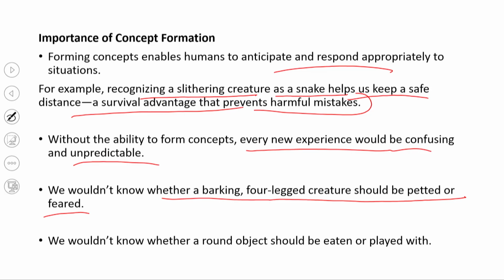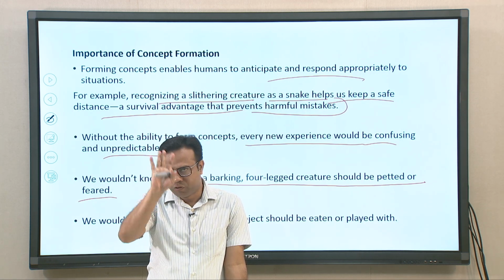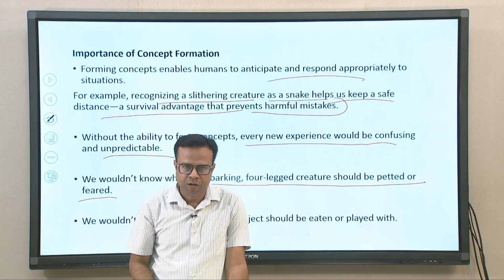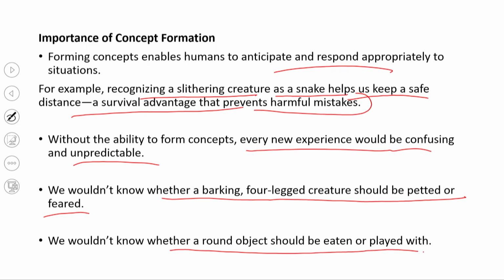When it is barking, it's a four-legged. So, we have a concept of a dog as an animal. So, we know how to behave or respond to a dog. So, we have a concept of a dog and its behavior and so on. We don't know whether a round object should be eaten or played with and so on. So, all these ideas help us efficiently organize and automatically process information without thinking much, because we have a concept around those things. So, this helps us to respond appropriately.